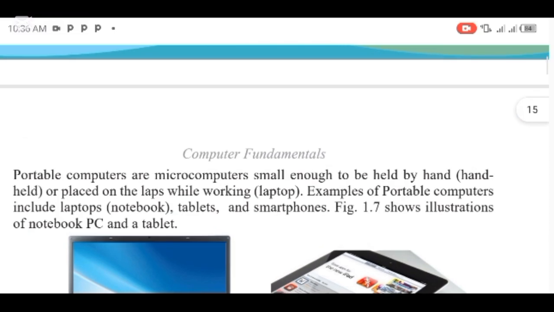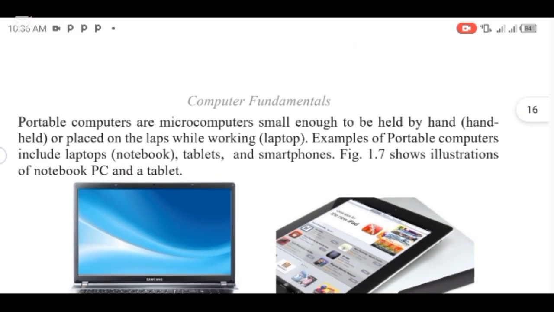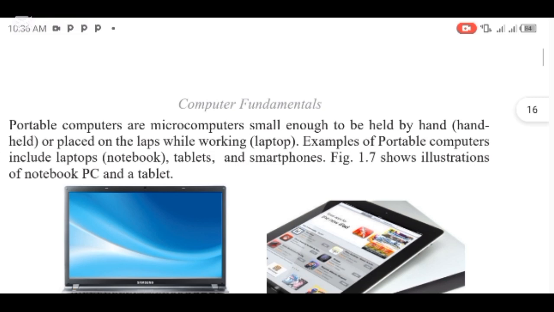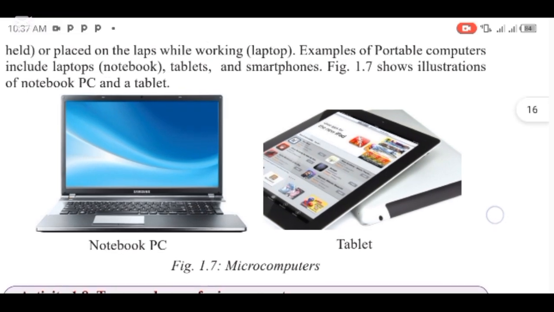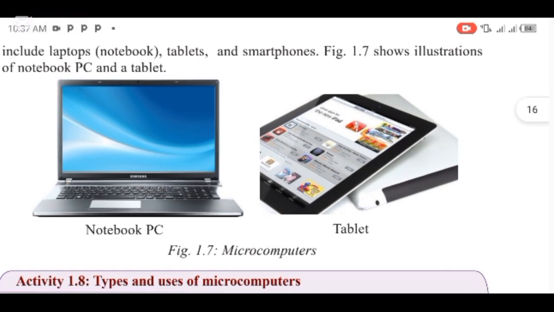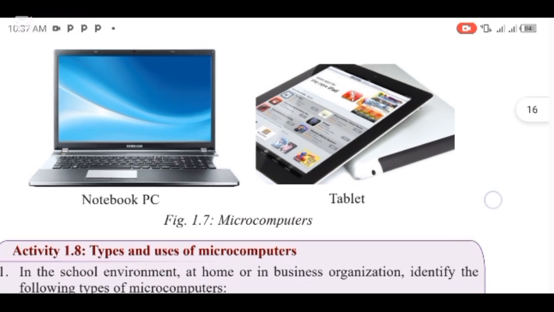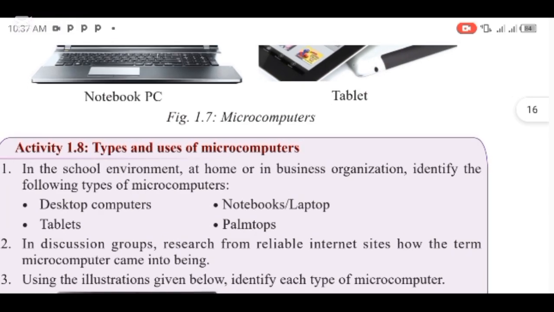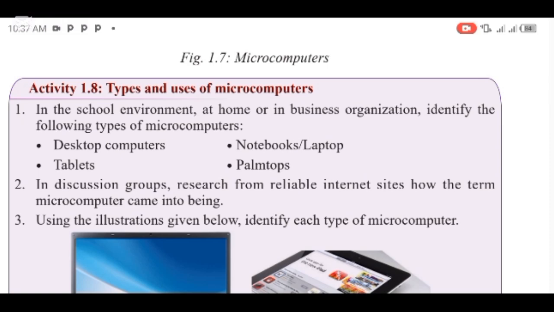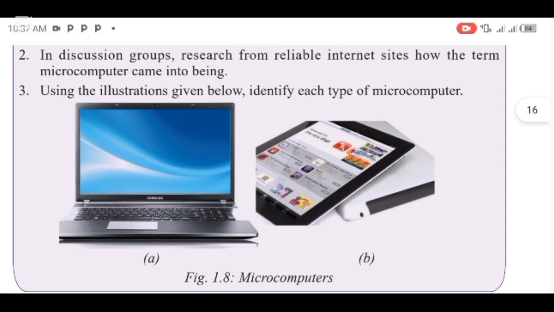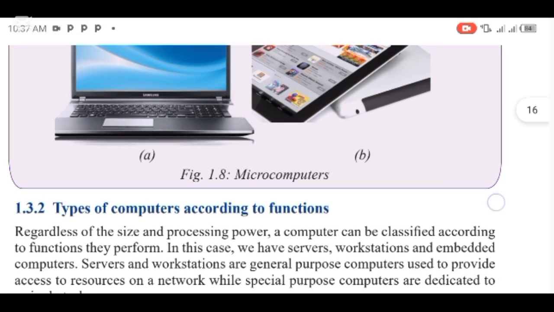Let us move on to the portable. Portables are tablets, laptops, and other small computers like phones. Those are called notebooks because we use them in learning and teaching. You see the figure of a portable computer. You can have time to discuss those activities.